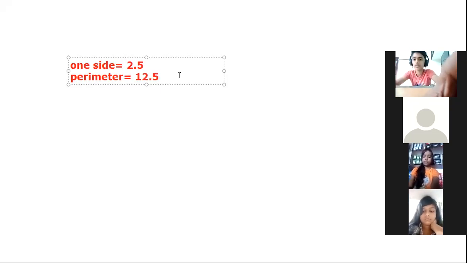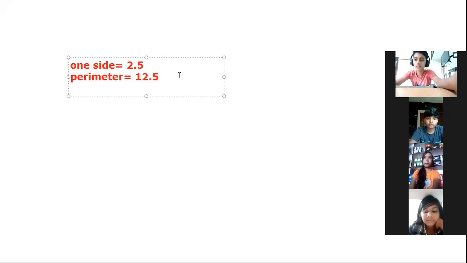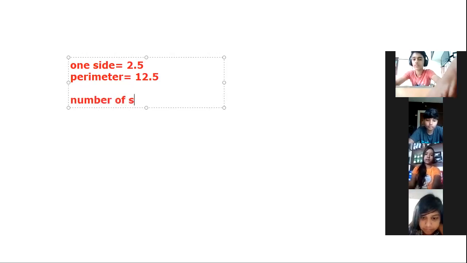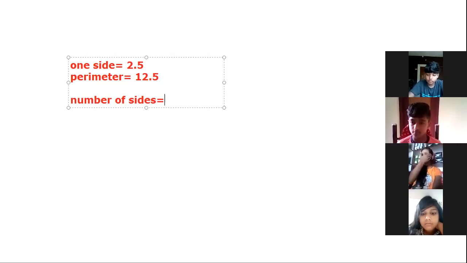How will you find the perimeter of a polygon? Adding the length of each side. We have to add the length of each side to get the perimeter. First of all, it is given that the perimeter is 12.5 and one side is 2.5. Then how will you get the number of sides? The number of sides should be equal to 5.